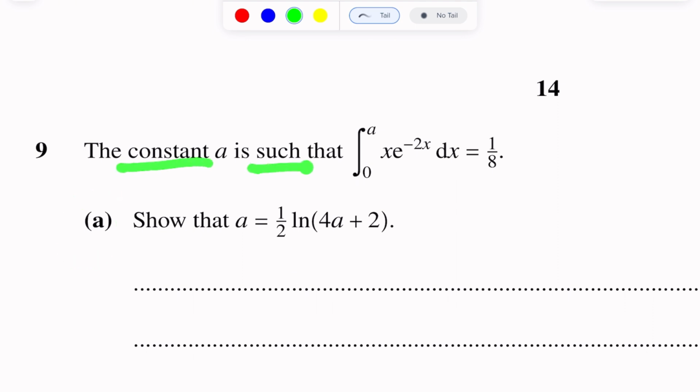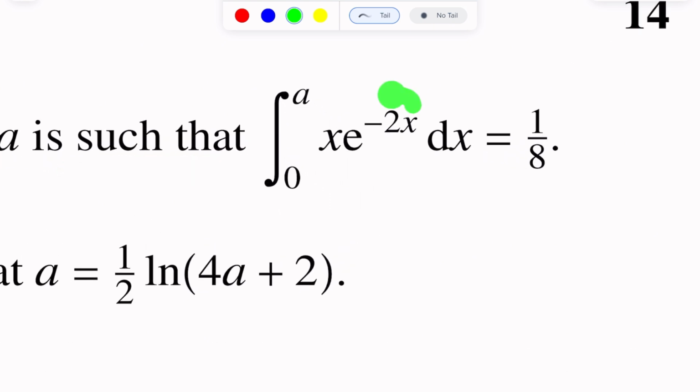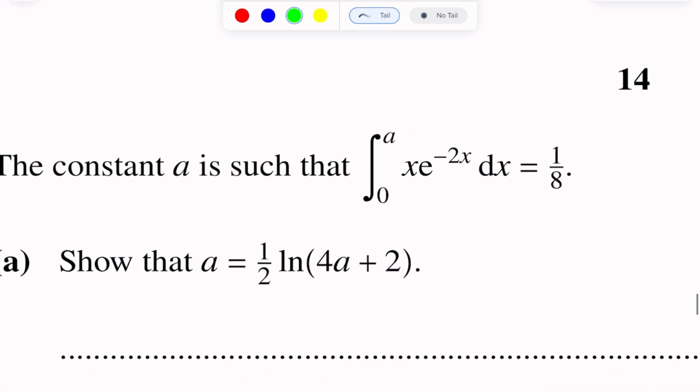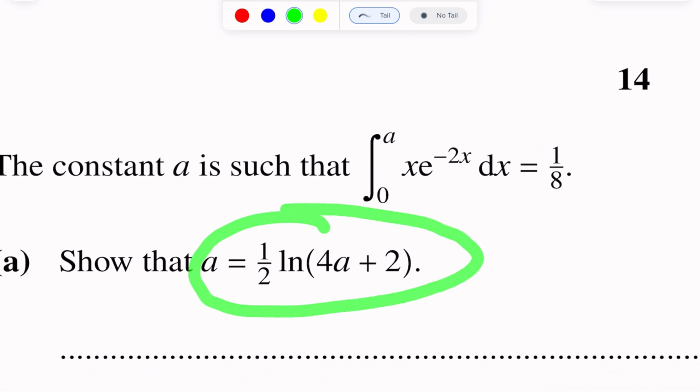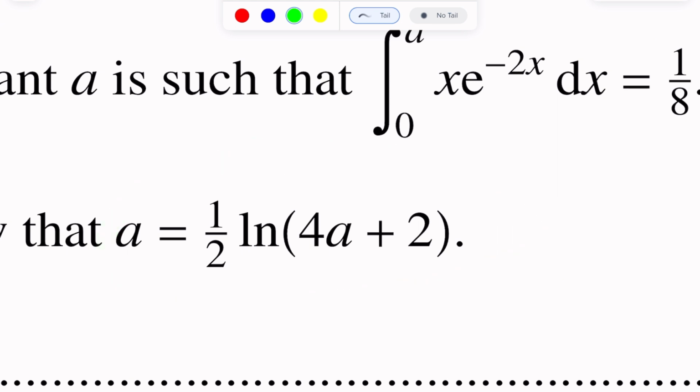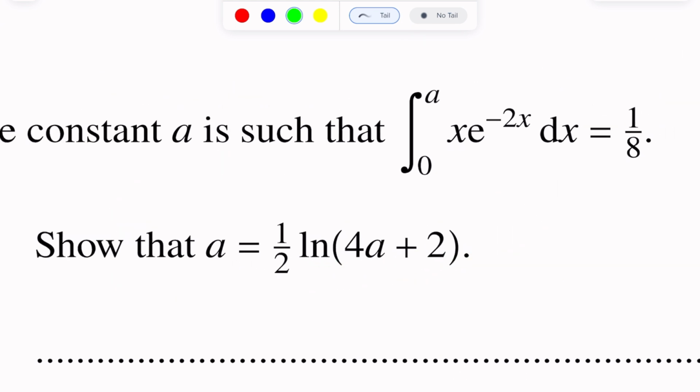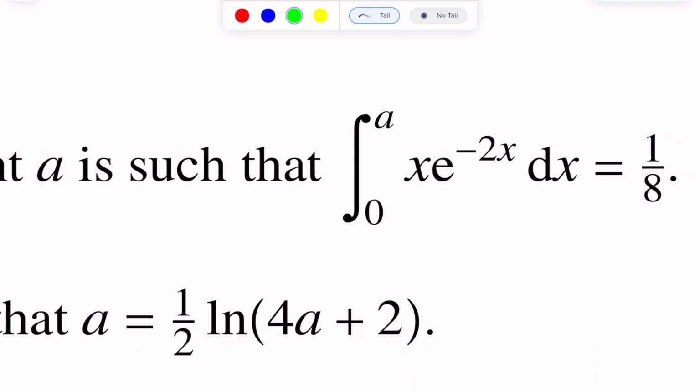The constant a is such that the integration of x e power negative 2x with respect to x, with the limit 0 to a, is equal to 1 over 8. This is given. Show that a is equal to 1 over 2 log 4a plus 2. We have to integrate this function with respect to x using the limit 0 to a. We have to show this relation.